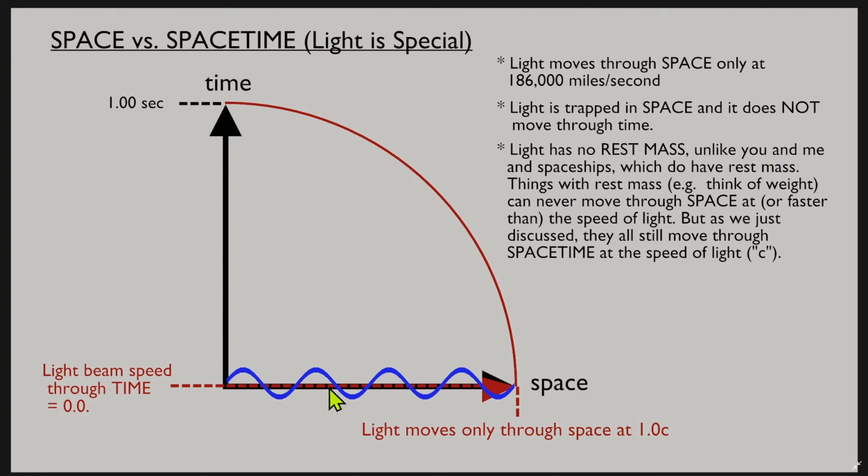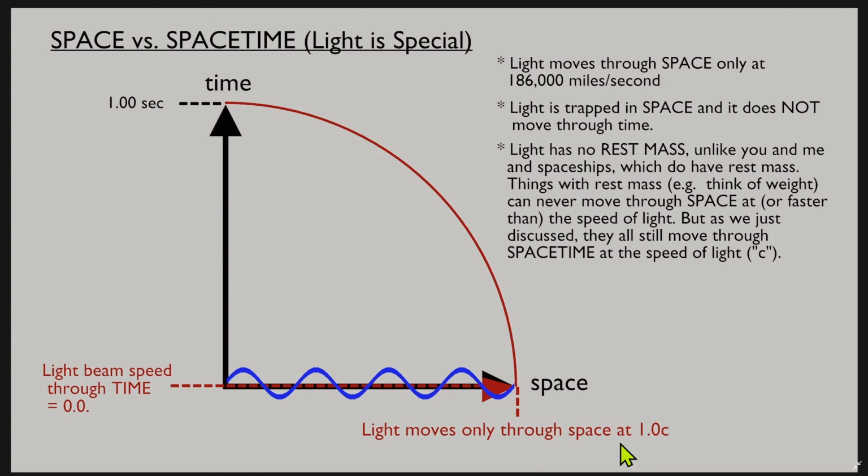Light, the vector for light lies directly on the space axis. Its projection through time is 0. Light does not move through time. Time does not pass for a light beam. Light is stuck in space. And when I say light, I mean all electromagnetic energy from visible light to X-rays, to gamma rays, and then on the lower end of the spectrum, we got microwaves, radio waves, but anything that's an electromagnetic wave moving through a vacuum in space is trapped in space, and light does not age. So I think that's an interesting thing.